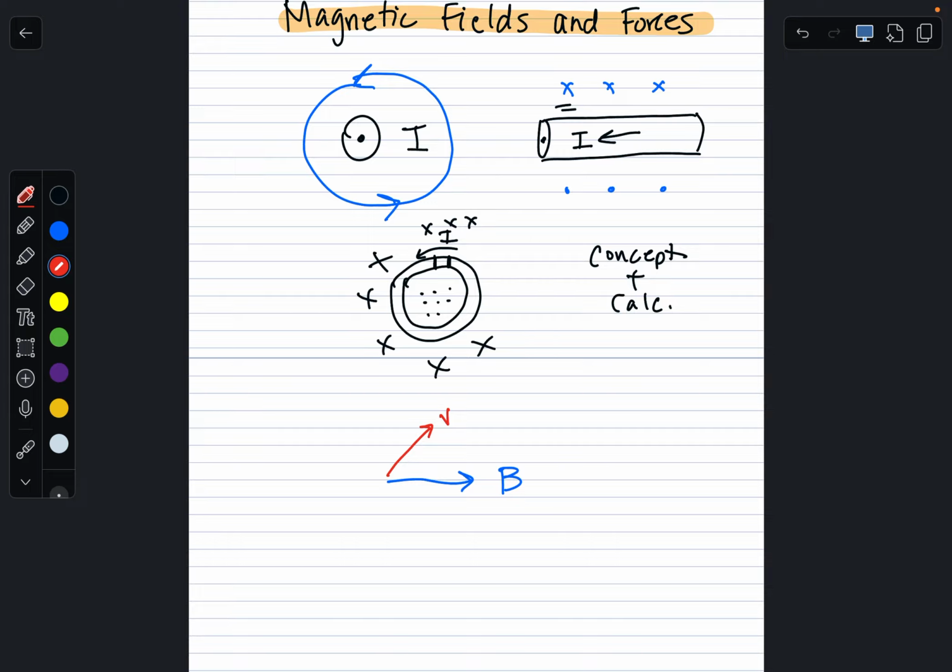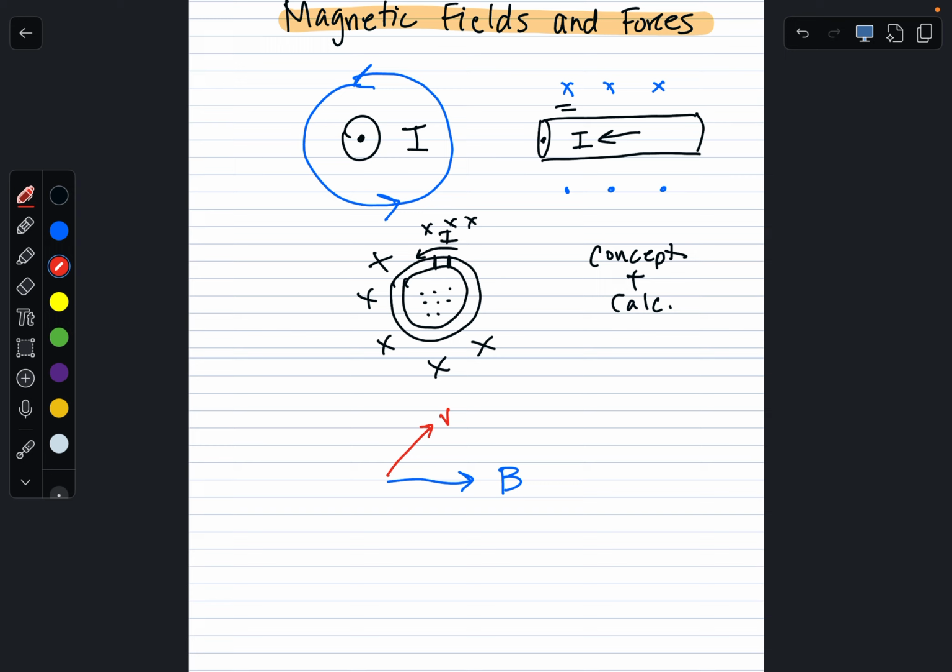So conversely, you could also use your left hand for negative charges, and you get it right away. Right away. Yes, V is in the page. So there's another right-hand rule, the three-finger rule. If you like that, that's fine.